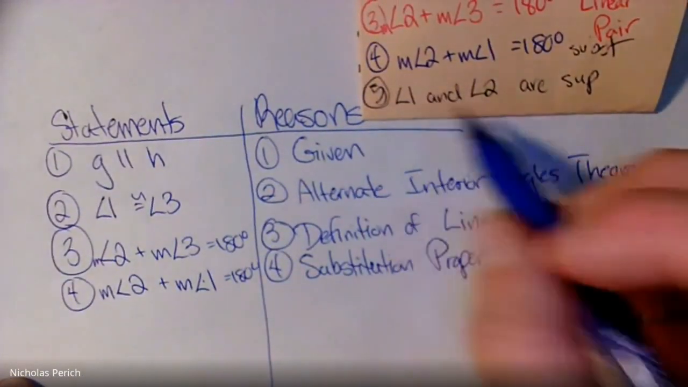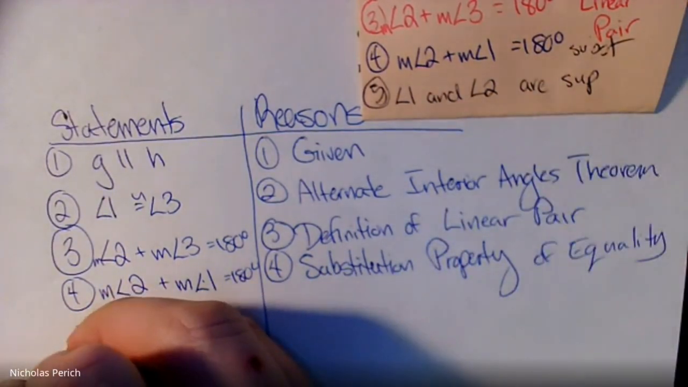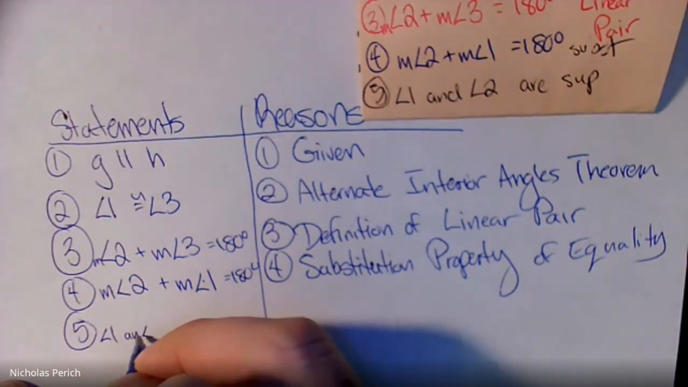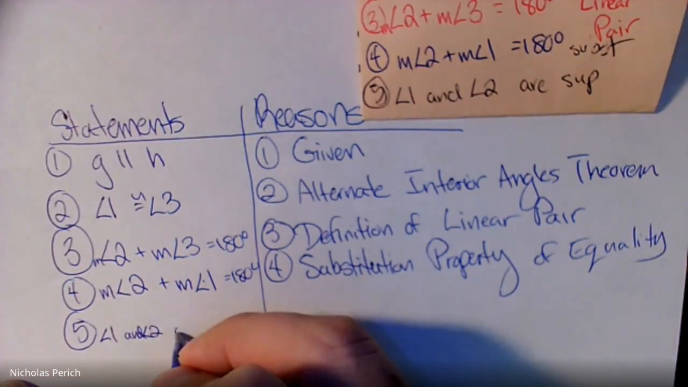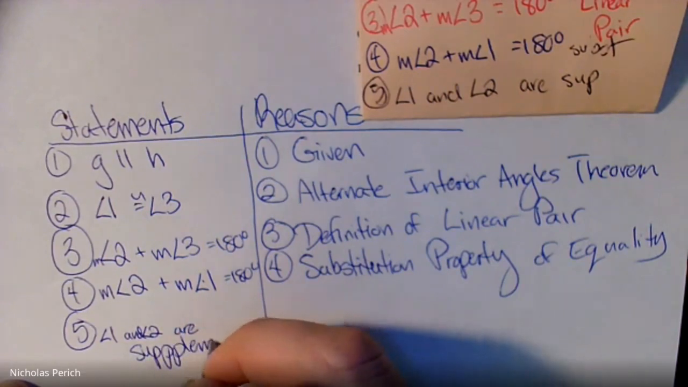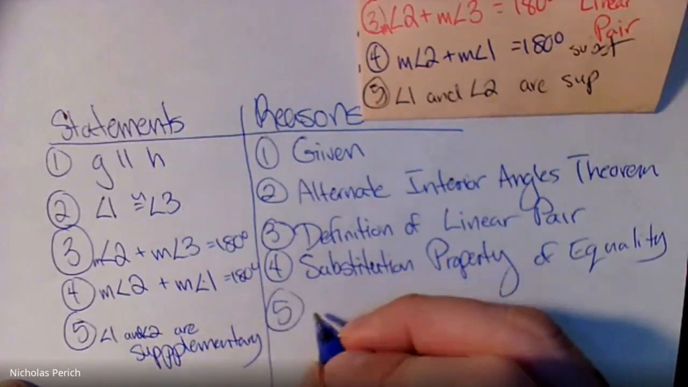And then last but not least, since 1 and 2 add up to 180 degrees, I can say that angle 1 and angle 2 are supplementary. And that's the definition of supplementary angles.